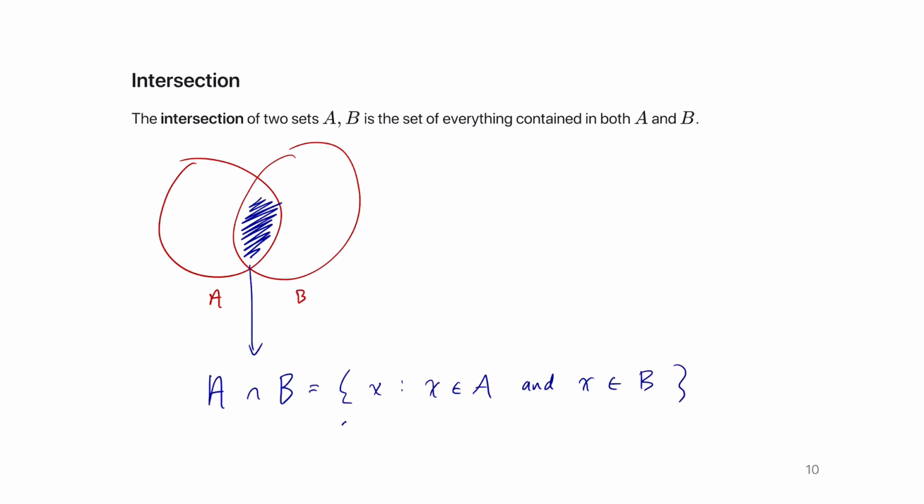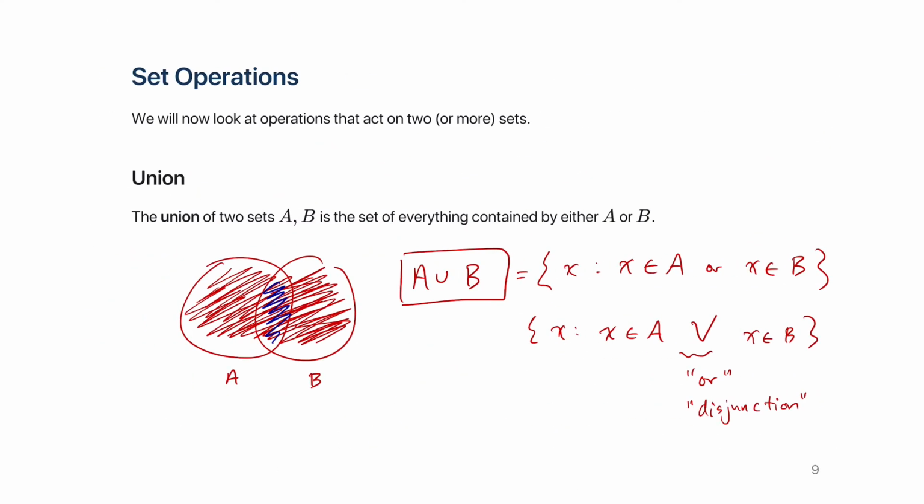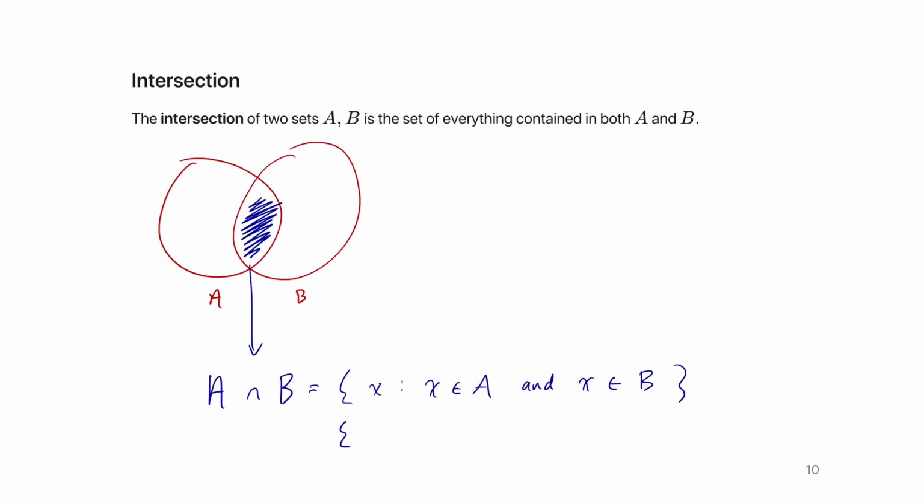Okay? And previously, we saw this disjunction, this ∨ that opens up, just like the union symbol opens up. There's an equivalent for the AND. It's the conjunction. That means AND. Okay? So the last line says the same thing. The intersection of A and B is the set of all elements X, such that X is in A and X is in B. Okay?